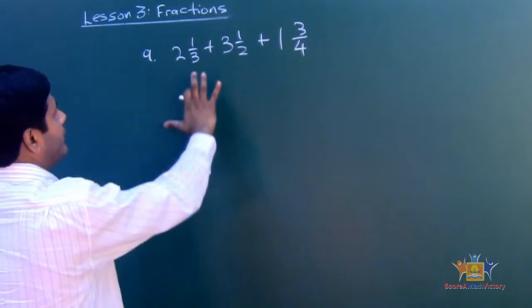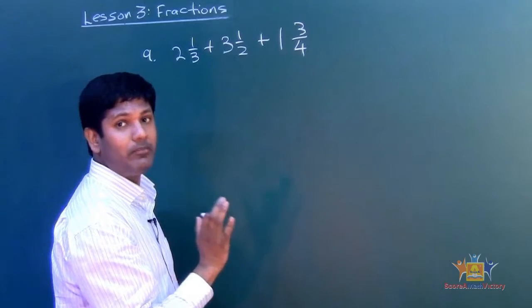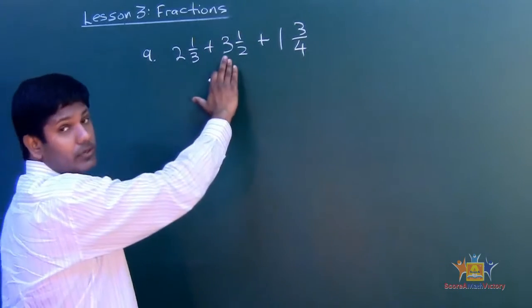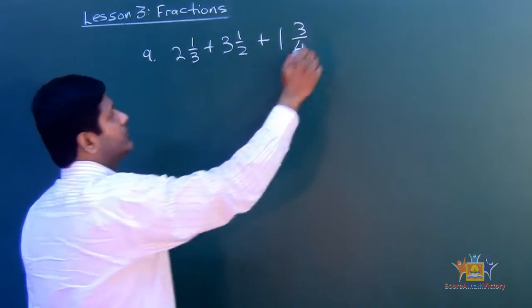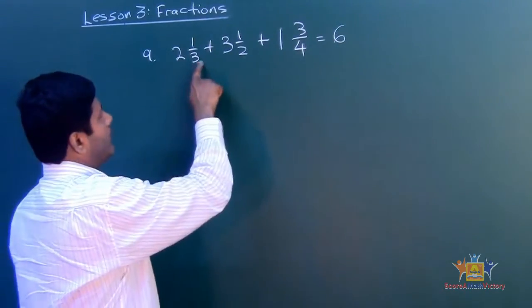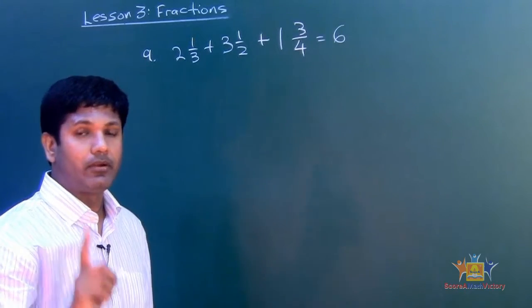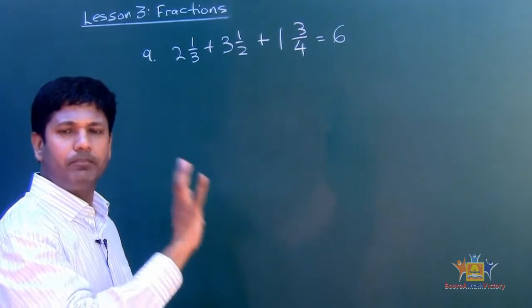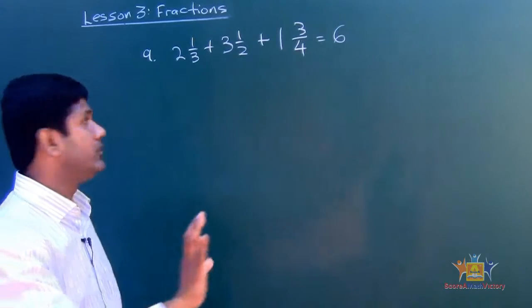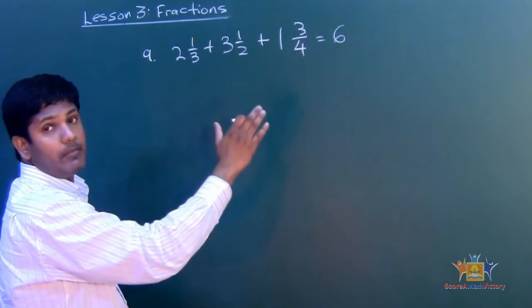Alright, what do we do first thing? We're going to add the whole numbers first. 2 plus 3 is 5. Plus 1 is 6. So we're going to put 6. Next, what are we going to do? We're going to make sure the fractions have a common denominator. You break it up piece by piece, and it should be very easy. They are not a common denominator. So we're going to find the common denominator.